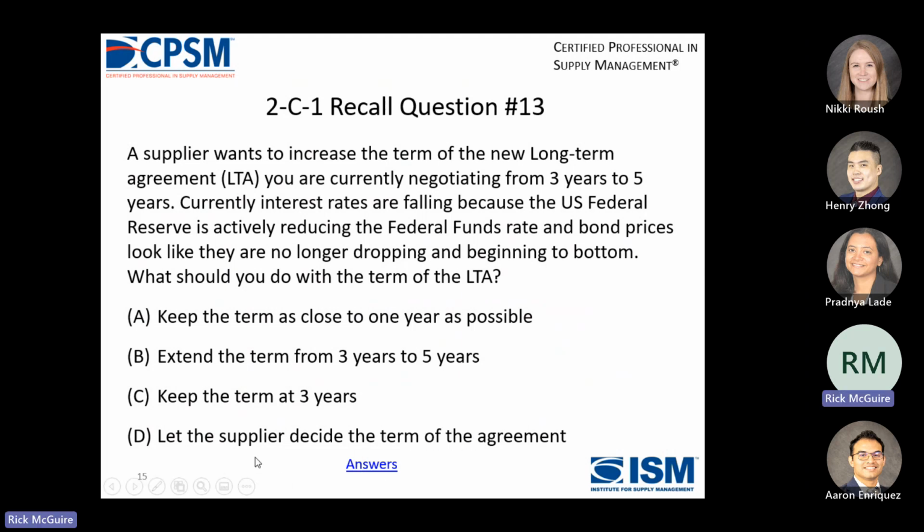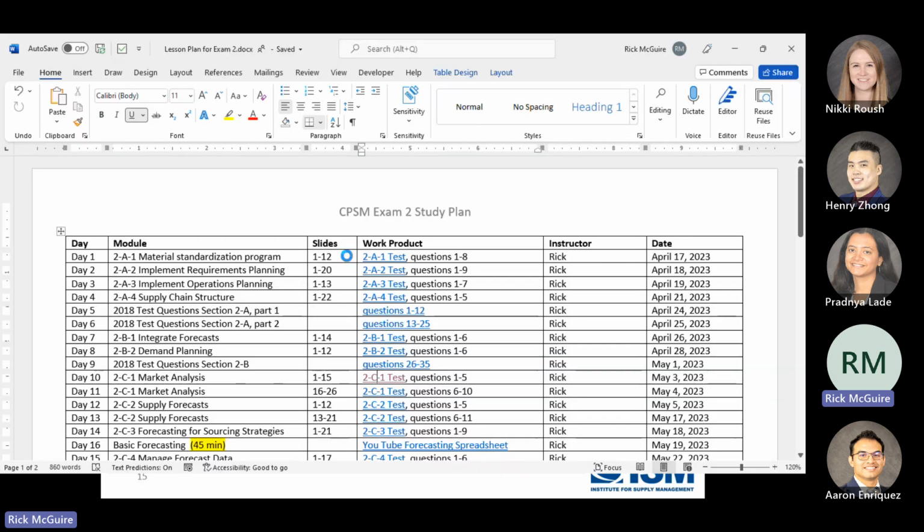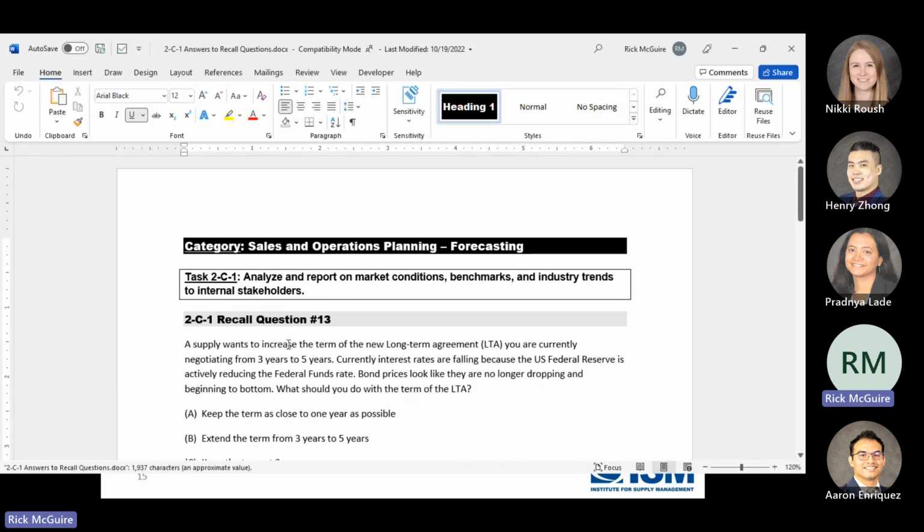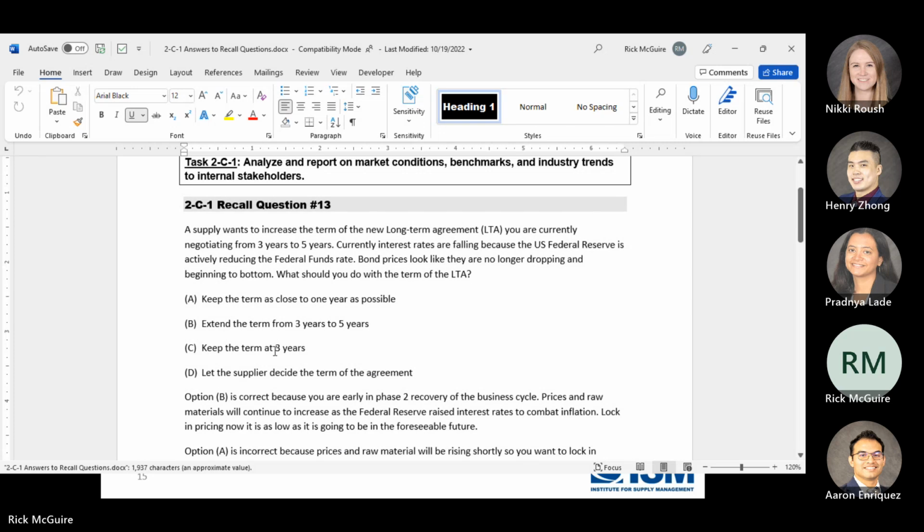If you're at the bottom, prices are probably pretty low and you're not seeing inflation yet. So you probably want to lock in. Yeah, go long. Provided you got a fixed price contract, which we almost never have. Yep. Extend the price and go out as far as possible because you can lock in lower rates, hopefully.